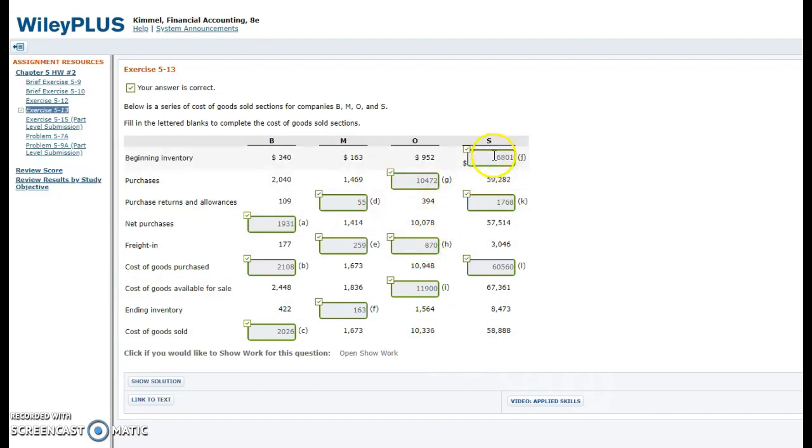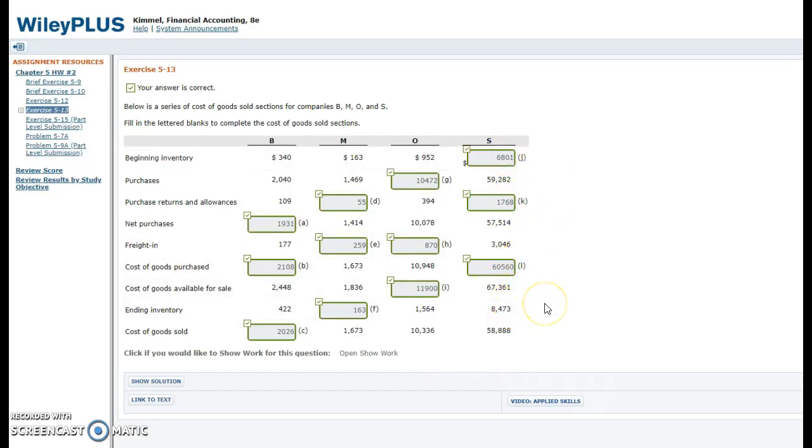This one's a little bit more tricky, the S company, just because the way I work them is I start obviously at the top and work my way down. This one, you can't figure out the beginning inventory until you've figured out some of these other ones. The reason for that is you need these ones to figure out what your beginning inventory was. But other than that, it's pretty simple.